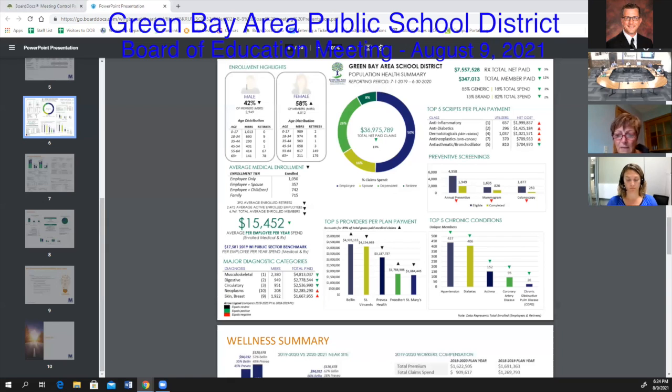On the top right, there was just a $7.5 million spend in pharmacy, down slightly from the prior year. Of that total spend, your members' portion was $347,000. The biggest takeaway from this section here is that 85% of the pharmacy that goes out is generic, which accounts for 18% of your total spend, while 15% is brand medication, accounts for 82% of the total spend.